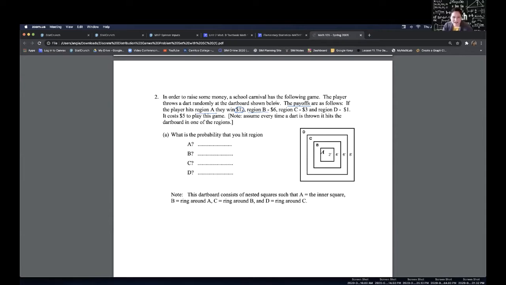Region C, $3. And region D, $1. It costs $5 to play this game. Note, assume every time a dart is thrown, it hits the dartboard in one of the regions.